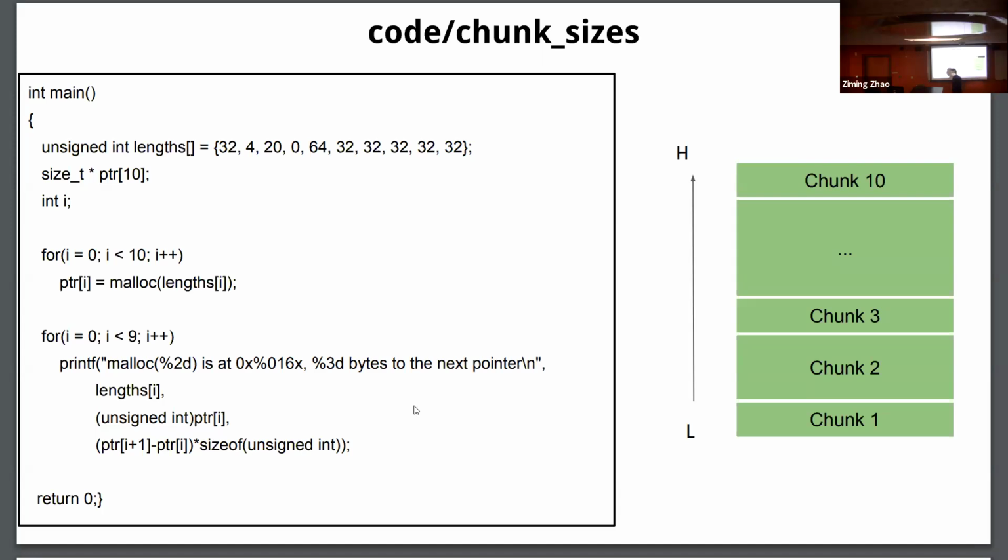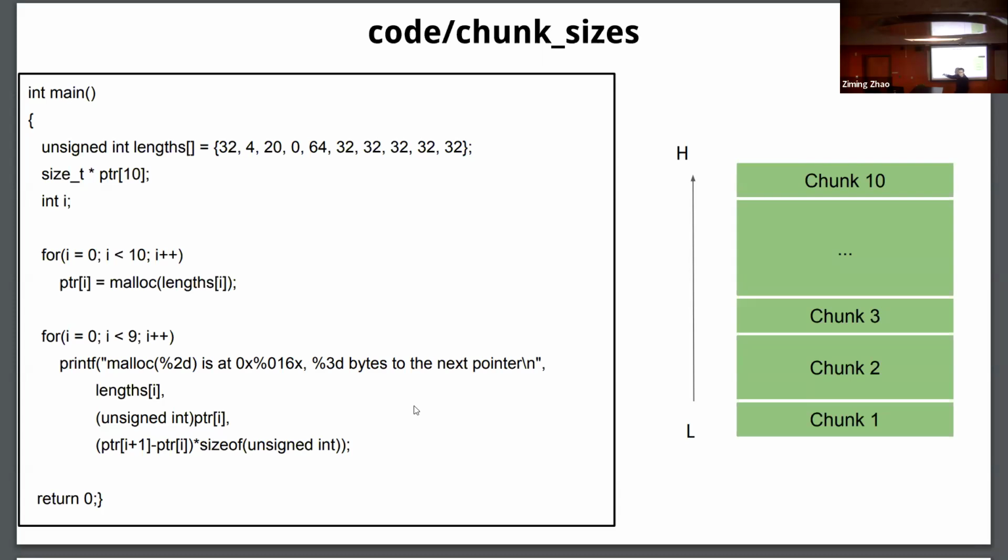So what this program does is it will first malloc all those 10, then it will print out, first, how many bytes we're allocating. Second, we print out this one, ptr, the pointer. This is your buffer. And we're going to use this one minus this one, i plus one.